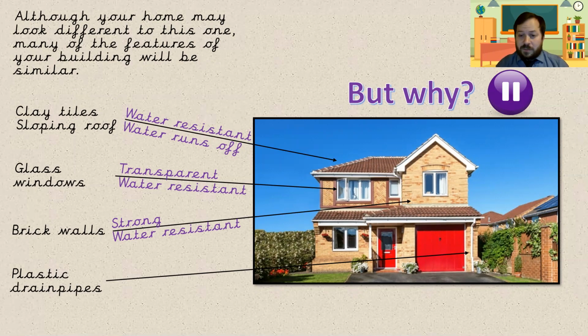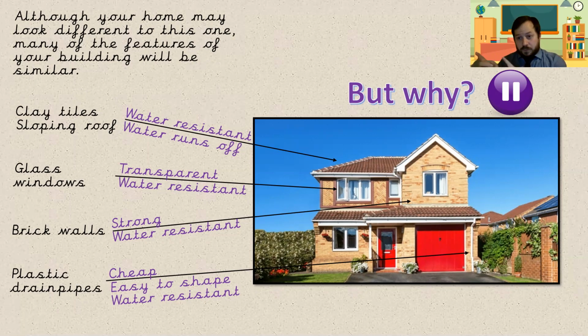And then we've got plastic drain pipes. And yes, they're water resistant, but they're also cheap and easy to shape, which means that to do the job of a drain pipe, you have to be able to go around the outside of the roof, which means you have to be shaped in a way that allows you to follow the path of the outside of the roof. Not only that, you have to be shaped into a particular shape in order to catch the rainfall and to have pipes coming down from it and connectors to other pipes. And this is a really good thing about plastic. That's the reason why plastic was so used for lots of things. And it's cheap to make and manufacture.